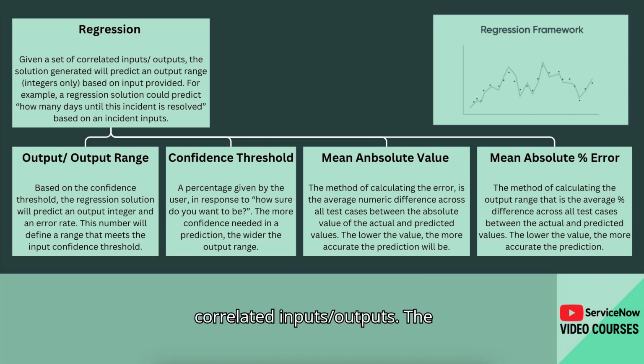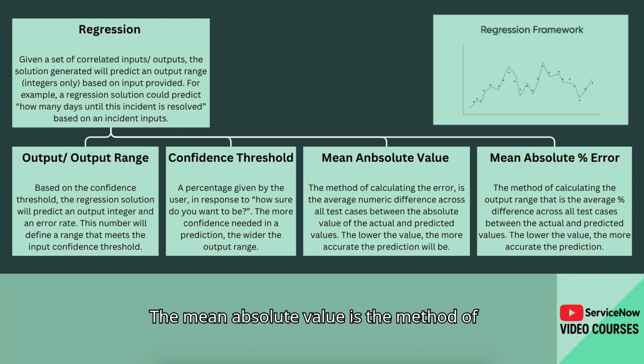Regression is when given a set of correlated inputs/outputs, the solution generated will predict an output range, integers only, based on input provided. For example, a regression solution could predict how many days until this incident is resolved based on an incident's inputs. Based on the confidence threshold, the regression solution will predict an output integer and an error rate. This number will define a range that meets the input confidence threshold. Confidence threshold is the percentage given by the user in response to how sure do you want to be. The more confidence needed in a prediction, the wider the output range.